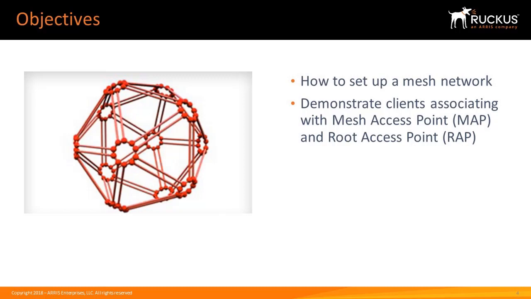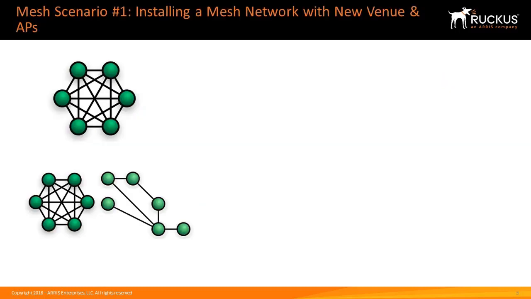In this video, I'll demonstrate how to set up a mesh wireless LAN network and attach clients to both the mesh and the root access points. There are two scenarios we could go through to create a mesh network. Scenario 1 is installing a mesh network with a new venue and new APs. In this scenario, you would go through the following steps.